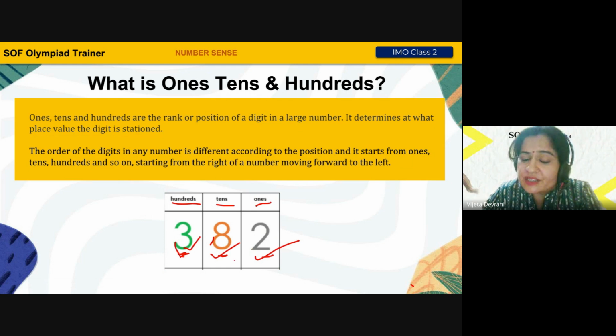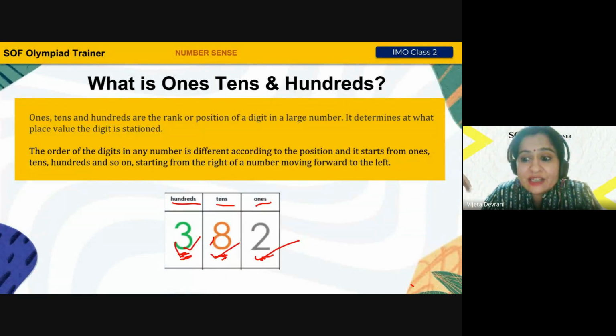382. This is how we read a number. 3 hundreds, 8 tens, and 2 ones. So in 382, we have 3 hundreds, 8 tens, and 2 ones. Correct? Shreya, you understood this? Very good. Athar, you understood this? Okay. And Adrika, you got this?